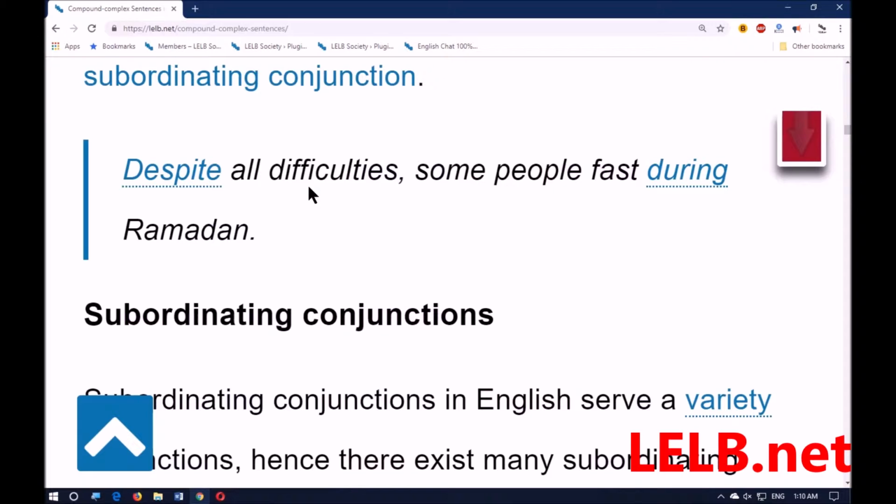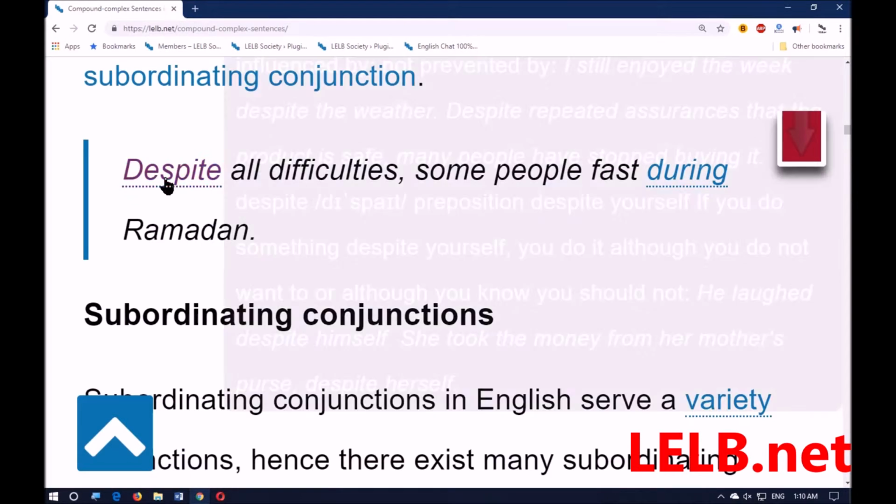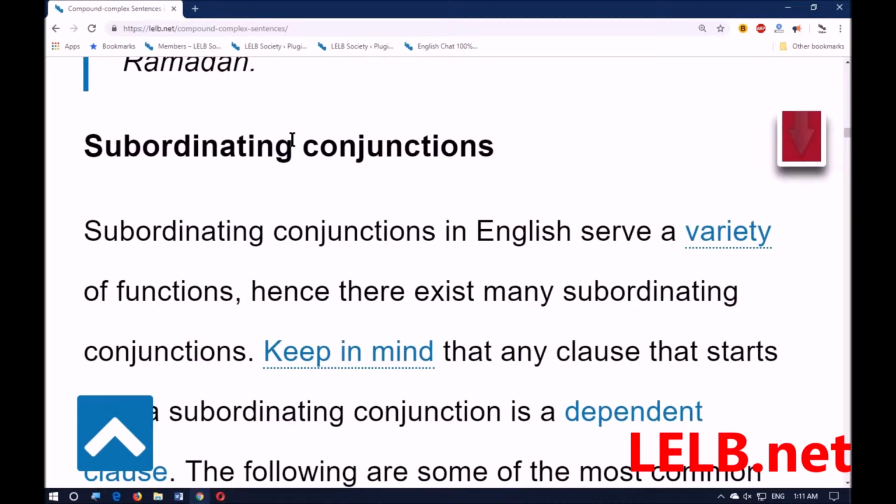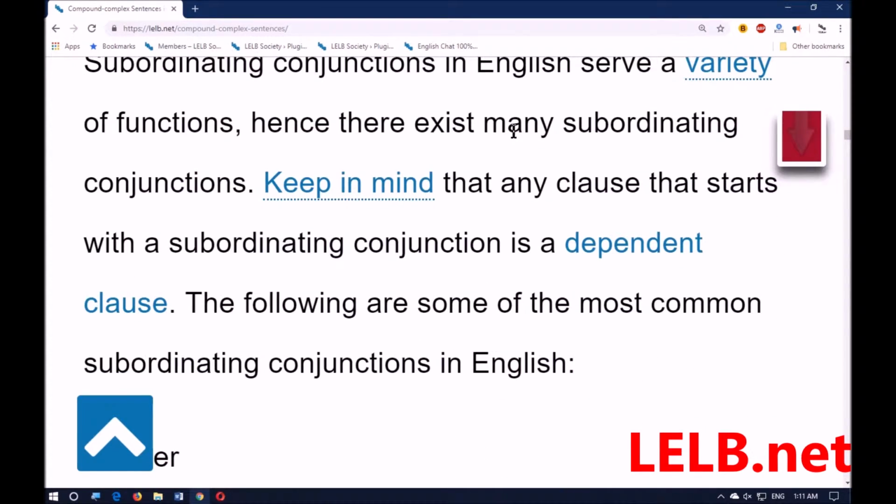For instance, despite all difficulties, some people fast during Ramadan. Despite is a subordinating conjunction. And remember, any clause that has a subordinating conjunction at the beginning is a dependent clause. That clause is a dependent clause. Subordinating conjunctions in English serve a variety of functions. Hence, there exist many subordinating conjunctions. Please remember that any clause that starts with a subordinating conjunction is a dependent clause, because the meaning is not complete.